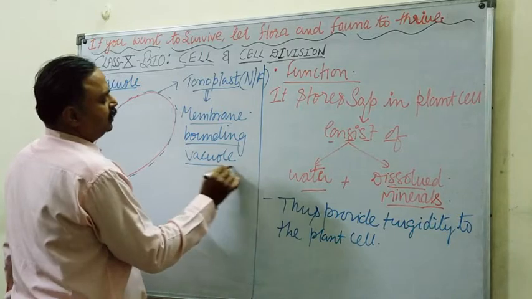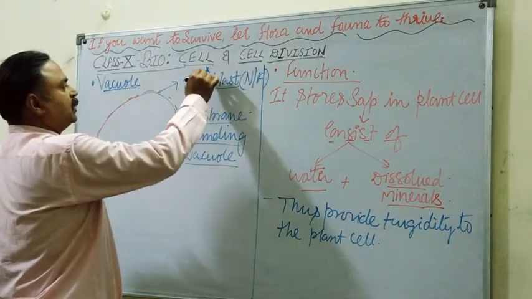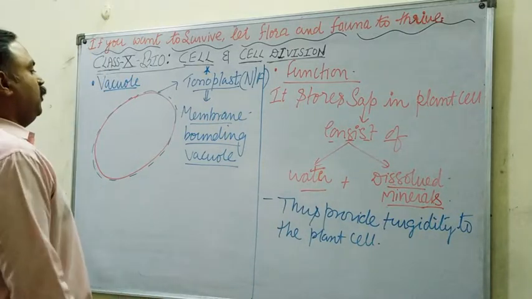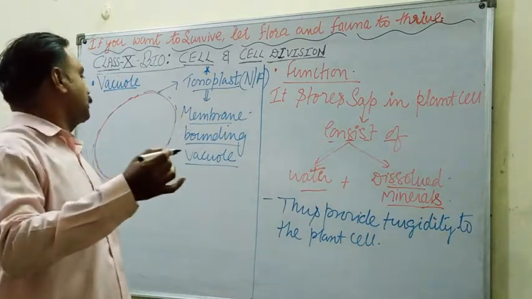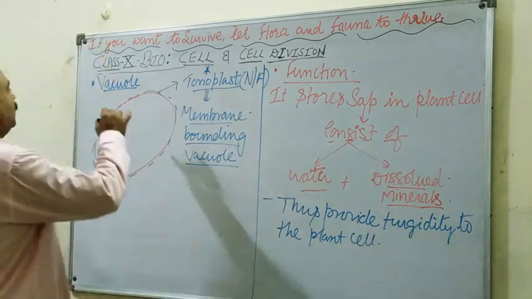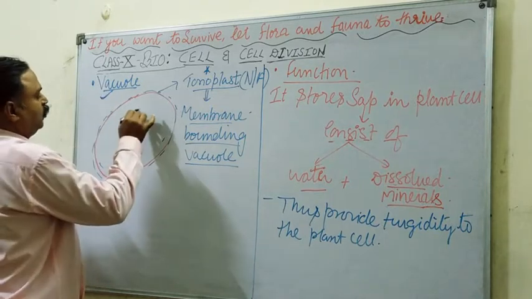Generally in the plant cell, this is asked for 1 mark in the compulsory section of class 10. Name the following: the membrane bounding the vacuole is called tonoplast. Now what is the function of tonoplast and vacuole?